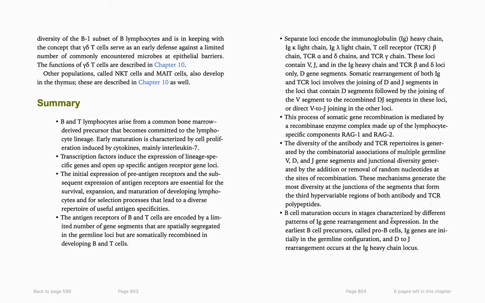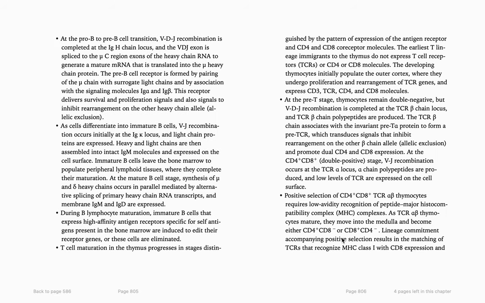B cell maturation occurs in stages characterized by different patterns of IG gene rearrangement and expression. In the earliest stage of B cell precursor, called pro-B, IG genes are initially in the germline configuration, and D to J rearrangement occurs at the IG heavy chain locus. At the pro-B to pre-B cell transition, VDJ recombination is completed at the IG heavy chain locus, and the VDJ exon is spliced to the mu C region exons of the heavy chain RNA to generate mature RNA that is translated into the mu heavy chain protein.